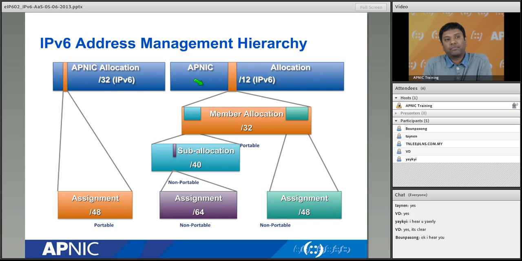Sub allocation. When a member gives addresses to their downstream customer or downstream network, they normally give /40 or /64, up to their planning and policy. If the member's downstream organization is another small ISP, the member can do sub allocation. If the downstream customer is an end user, they can do assignment. But in both cases, sub allocation or assignment, it will be non-portable. Okay.